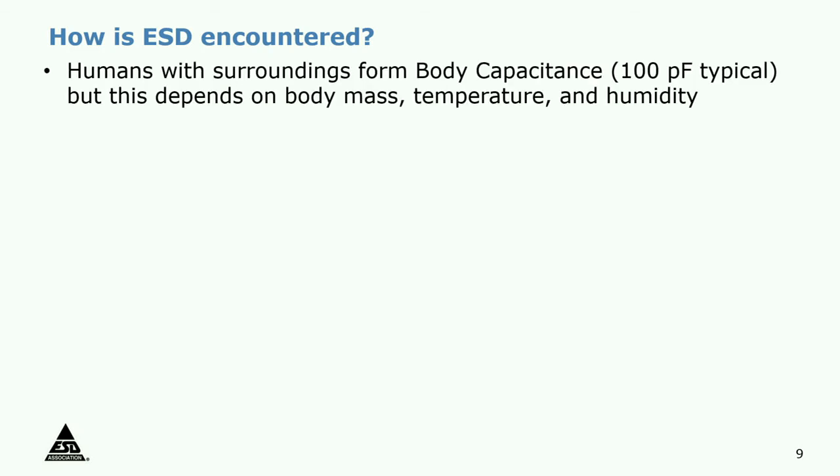So the question now is, how is ESD encountered? Humans with surroundings from body capacitance. Typical human body capacitance is about 100 picofarads, but this depends on body mass, temperature, and humidity. Of course, someone who is very big has a higher capacitance than smaller people. Fortunately, most of the assembly is done in Asia where people are smaller than being larger.